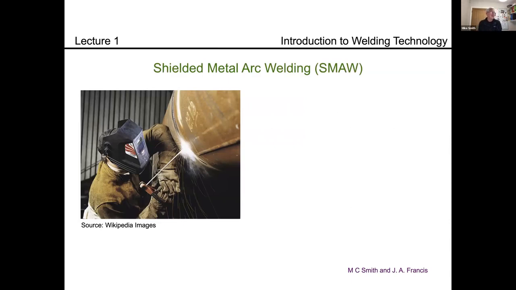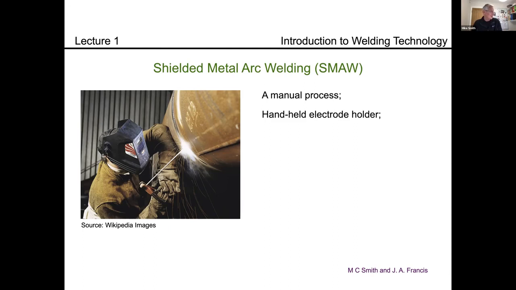So let's start off with perhaps the simplest of processes. This is what we call shielded metal arc welding. It's also called manual metal arc welding and stick welding. And stick welding is a pretty good description of what it actually is. You've got a handheld electrode holder. So you can see that gentleman on the left. He's swathed in protective equipment. He's got leather gauntlets, a leather jacket, a leather hat, and a face mask with a very, very dark glass filter to protect his eyes from the ultraviolet radiation that comes off from the electric arc.